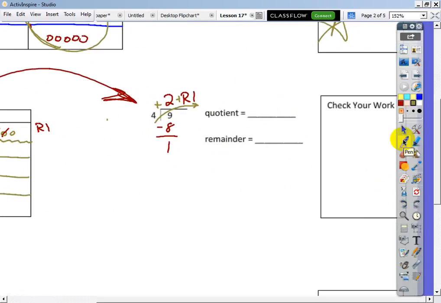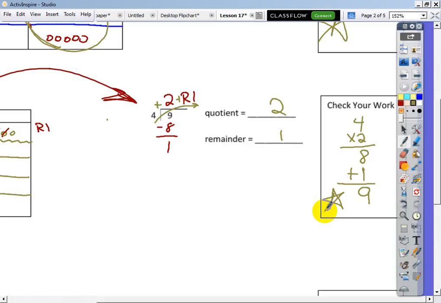So I'm going to write my answer. The quotient is the 2 on top, the remainder is the 1, and then it's 4 times 2 plus 1. 4 times 2 equals 8 plus that remainder 1. It's 9. Equals 9. And then you've got the answer there. I'm getting a star on all of these.